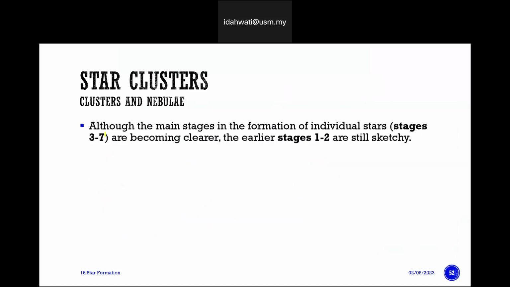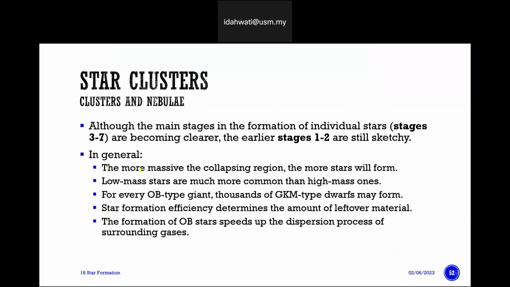Although the main stages in the formation of individual stars are becoming clear, the earlier stages are still sketchy. In general, the more massive the collapsing region, the more stars will be formed. Low mass stars are much more common than high mass ones. For every OB type giant, 1,000 GKM type dwarfs may form, and the efficiency determines the amount of leftover material, and the formation of the OB stars speeds up the dispersion process.